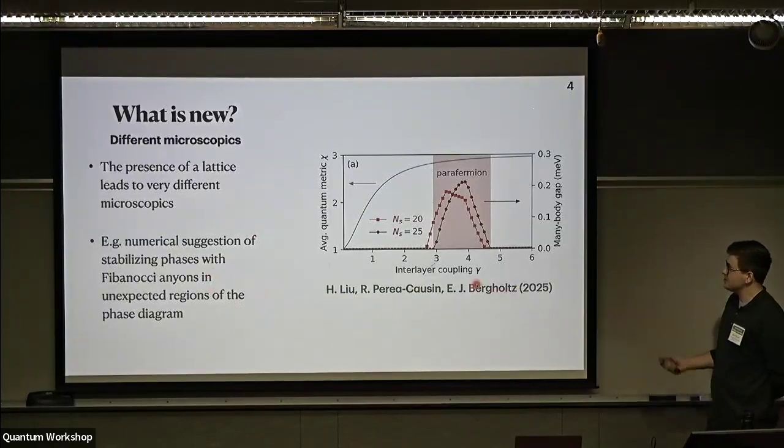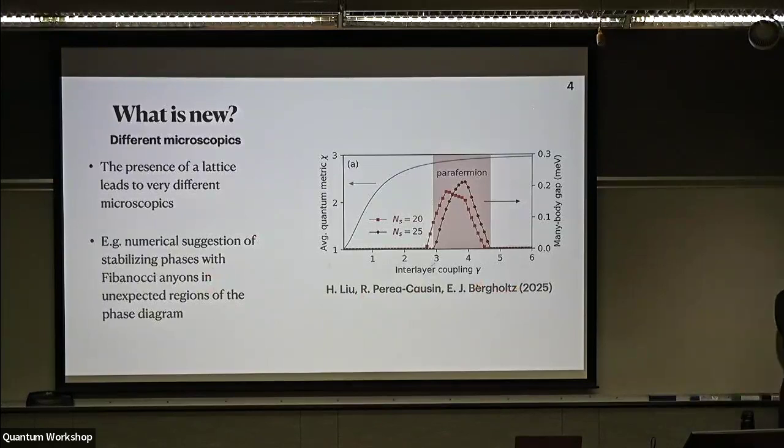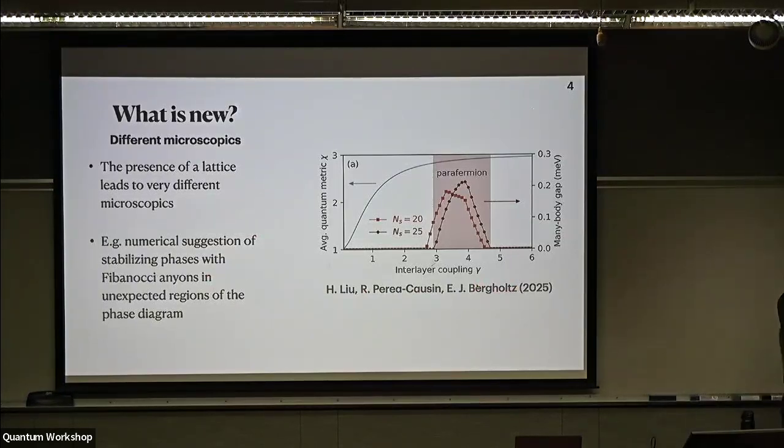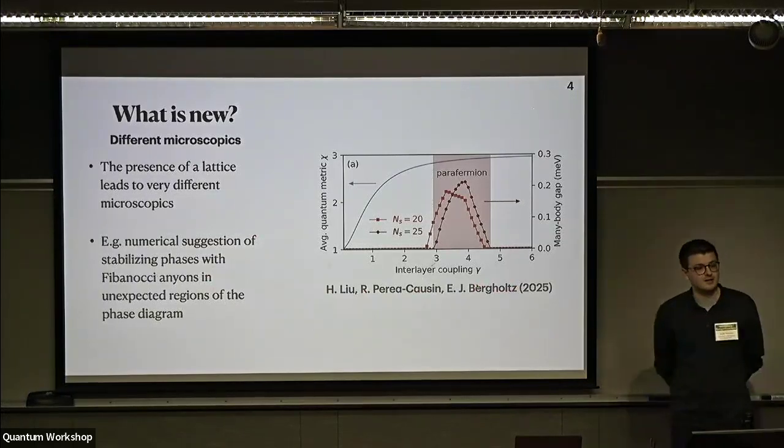Emil Bergholtz's group was looking at an admittedly somewhat exotic scenario of double twisted bilayer graphene, but they see the stabilization of phases with Fibonacci anyons where you wouldn't expect them if you did not have an underlying lattice.